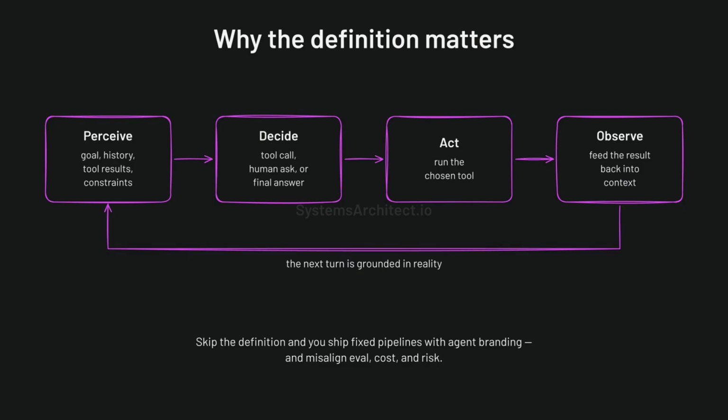Sensing is the goal, history, tool results, and constraints you put in context. Choosing is the model picking the next move. It can be a tool call, a human ask, or a final answer. Acting runs that tool. Observing feeds the result back so the next turn is grounded in reality. Without that definition, teams use fixed pipelines with agent branding and misalign eval, cost and risk.